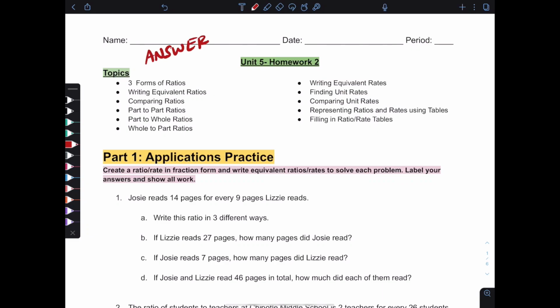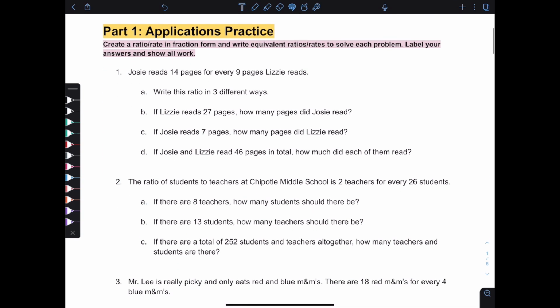In this video, I'm just going to be making an answer key for the Unit 5 Homework 2 on ratios and rates and some applications of them, with not just part to part, but also part to whole types of ratios. Let's get right into it.